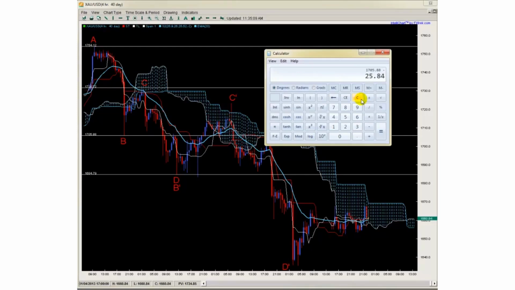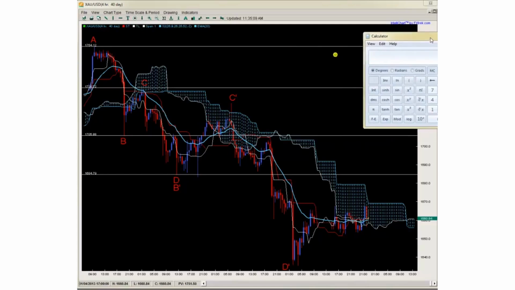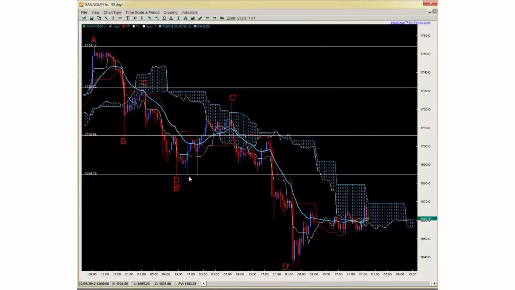1705.88 minus 25.84, 1680.04. And so that puts us right around here, which is actually pretty decently close considering how volatile gold is. It's pretty decently close, came close.